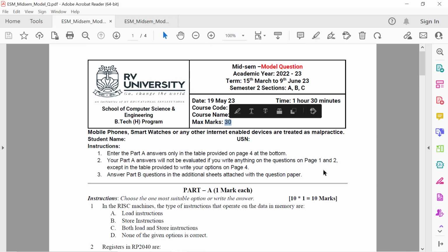The total marks is going to be 30, and the weightage is also going to be 30. Duration is 1 hour 30 minutes, and it's going to be on 19th May in the morning, mostly 9:15. Okay, we'll start at 9:15 and get over by 10:45 so that you will have classes starting from 11:20.